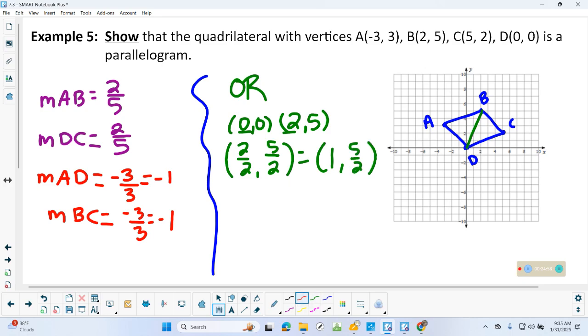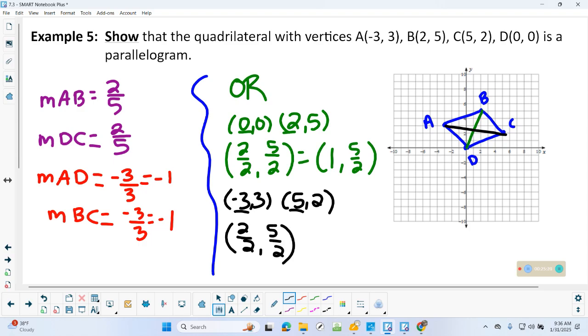And again, you can probably do that with way less work than what I just did, and then do the other diagonal midpoint. Do AC. So A, of course, I'm just looking up there, was the negative 3, 3. You got your C. And I'm going to midpoint formula these. So I'm going to add the x's, 2 over 2 again. Got it. 3 plus 2. And we end up with the same midpoint.